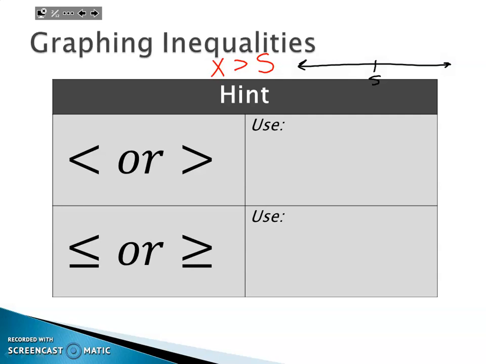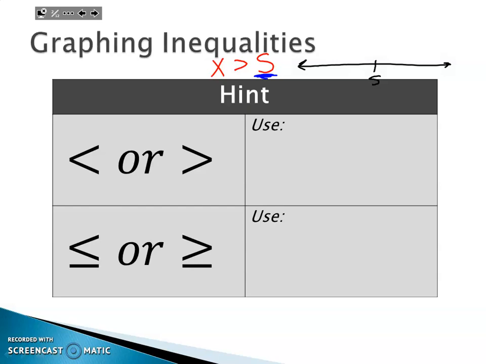Okay, so the only thing you need to have when you graph these is just that one number that it's talking about. The only number we need for x greater than 5 is 5. So just put the 5 in the middle. Don't need any other 2 numbers. You can totally put the other 2 numbers there if it helps you remember which side you need to shade on, but all I need to see is 5.